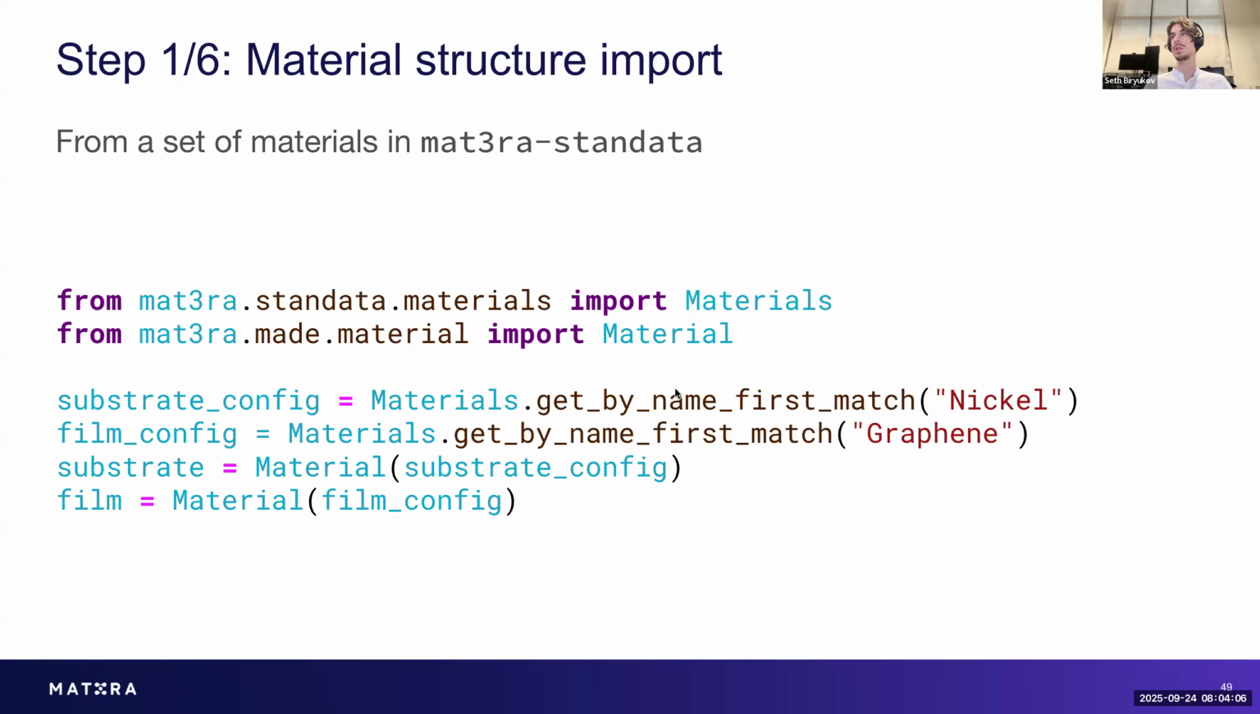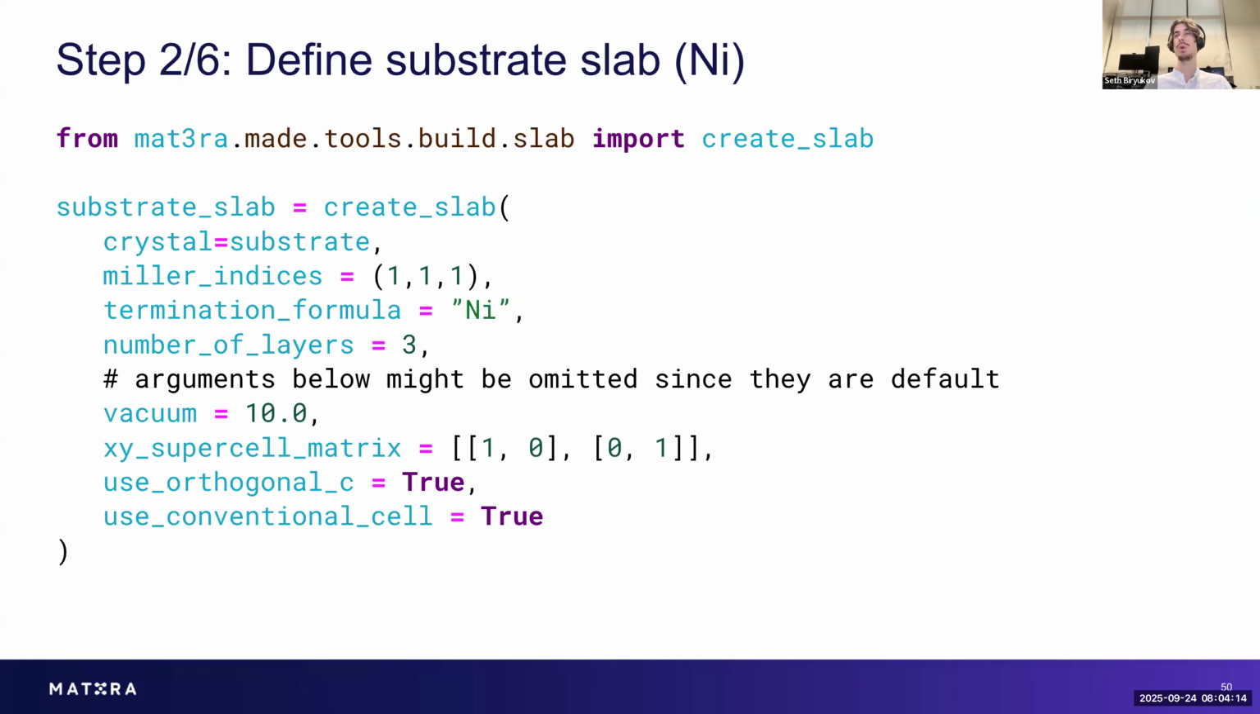Again, we import materials. As you can see, we can search by the colloquial name here. We instantiate material classes. Then we define substrate slab with the same create slab function as before.